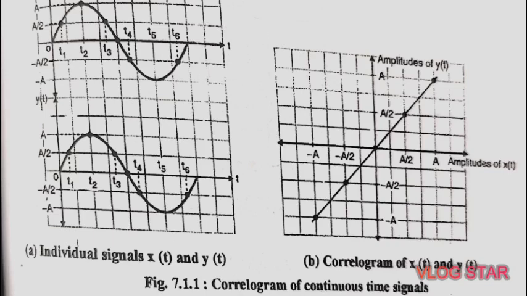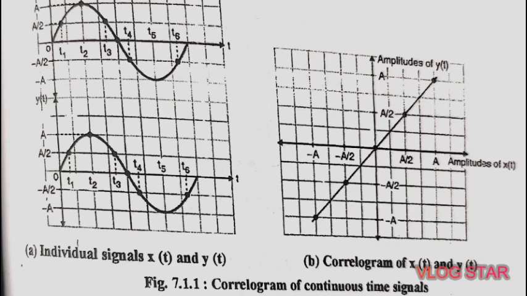Basically this is the graph, or we can say the plot, of the amplitudes of one signal plotted against the amplitude of the other signal. Here the amplitudes of one signal are plotted on the x-axis and the corresponding amplitudes of the other signal are plotted on the y-axis. So this correlogram helps to determine whether the two signals are correlated or not.